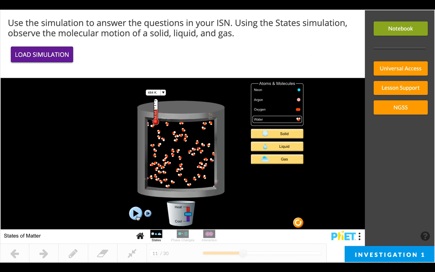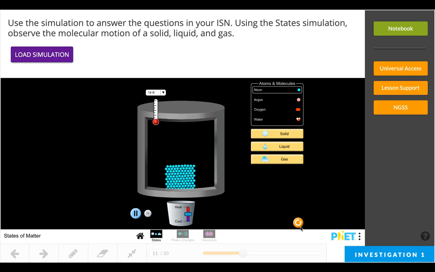There is a pause button here if you need time to look at anything or record any ideas, and you can reset the whole simulation here. Just make sure that if you do that, you change it back to water. Once you've completed your investigation and answered the questions using the simulation, then you will want to take a couple minutes and play around with some of the other substances listed here if you've got time.